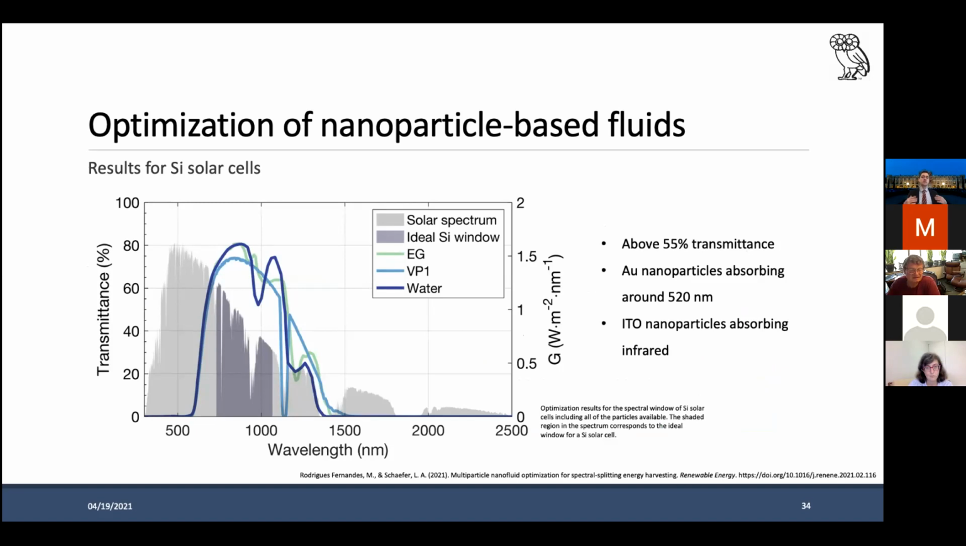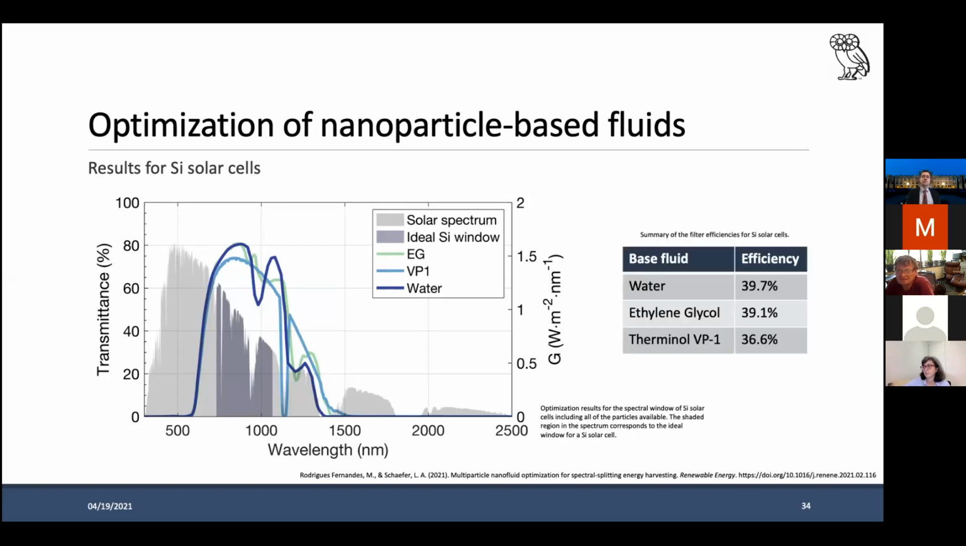For silicon solar cells, all of the nanofluids can transmit above 55% inside the ideal cell window. All of the optimal nanofluids for silicon contain gold nanoparticles that can absorb energy around 520 nanometers. The nanofluids based on ethylene glycol and Therminol VP1 also contain ITO nanoparticles that absorb infrared radiation. Because water is a good infrared absorber, ITO nanoparticles were not selected as optimal in this case.